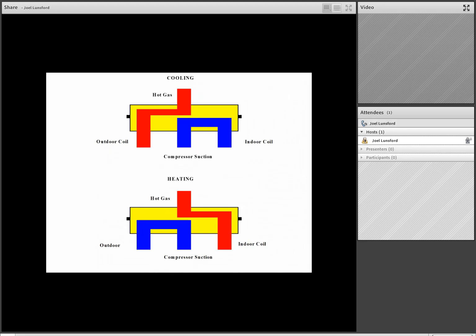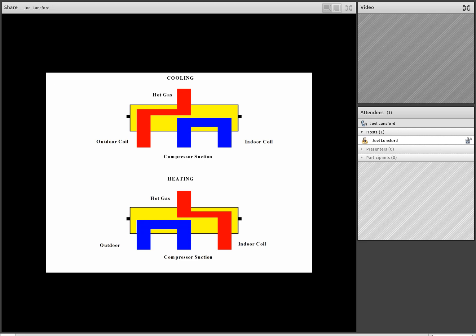That liquid will then come back down the liquid line to the outdoor coil, and in the heating mode of operation on a heat pump, remember, team, the outdoor coil is acting like an evaporator. So we're going to spray that liquid refrigerant into the outdoor coil where it's going to absorb heat from the outdoor air, and then that cool gas from the outdoor coil in the heating mode will come back to the reversing valve. It'll loop through the reversing valve back to the compressor suction.